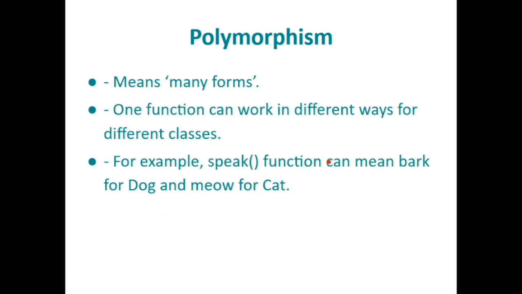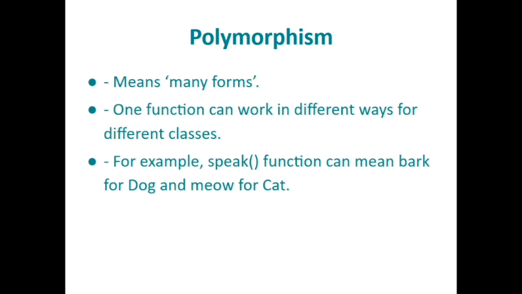For example, a speak function can mean bark for a dog and meow for a cat. Similarly, a function can take different forms in different classes. This is known as polymorphism. For example, the dog class has a speak function that tells that the dog barks, and the same function in the cat class tells that the cat meows.